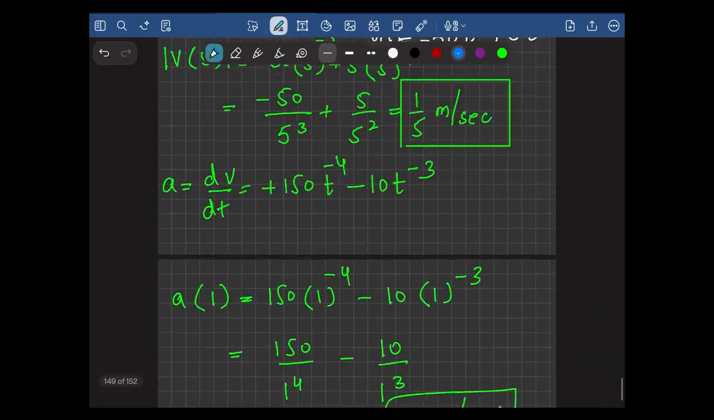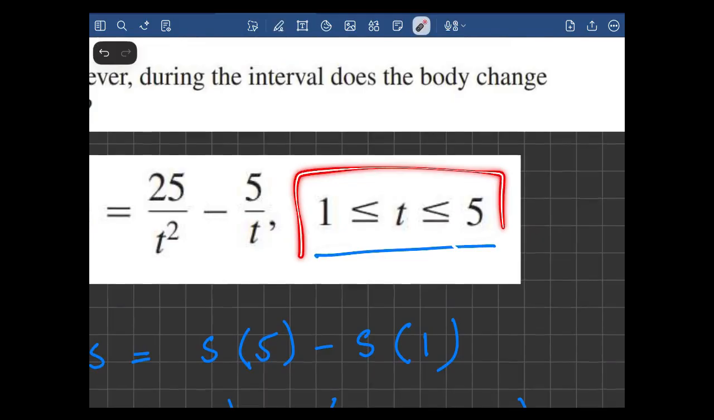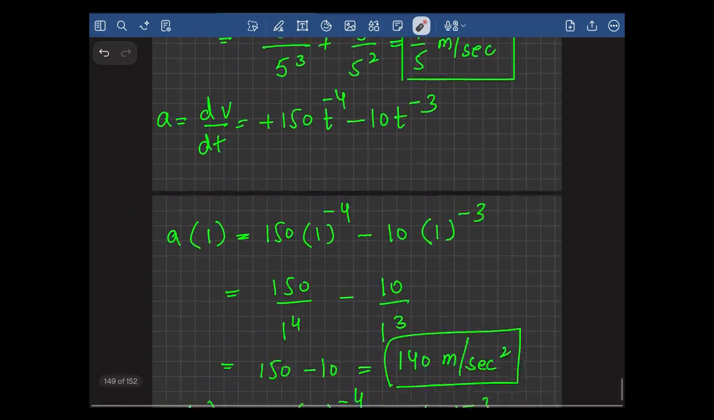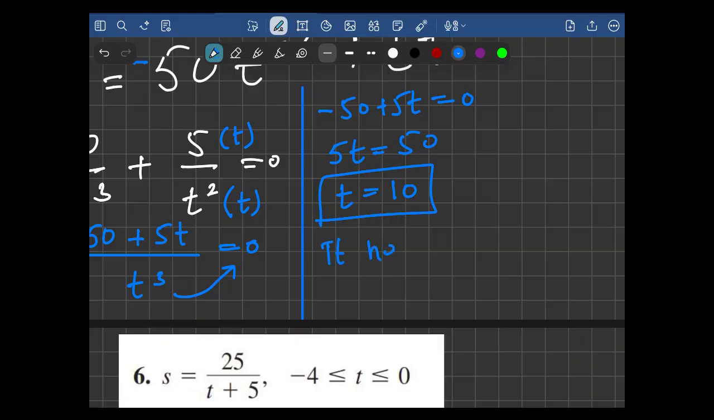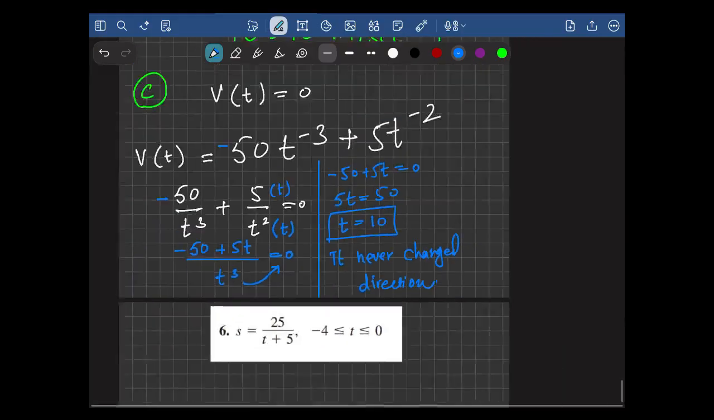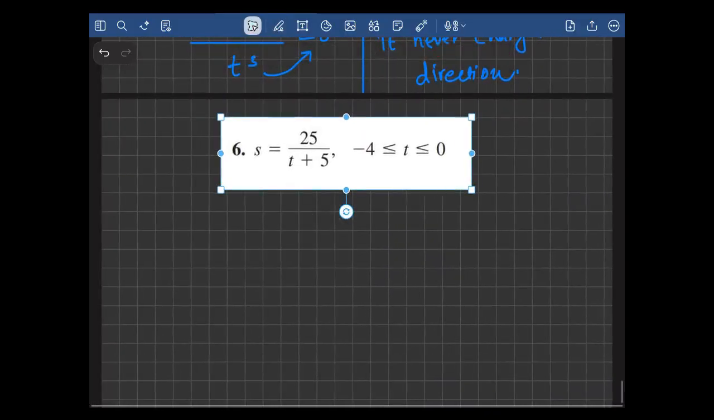is it changing direction? Well, the problem is we are not given a time interval other than 1 to 5, and our t is actually going to be equal to 10. It means the body never changes its direction, because it's changing direction at t equals 10, which is not even in the interval we are discussing. So we say it never changed direction, because the time interval is not even in the consideration which we are in right now.